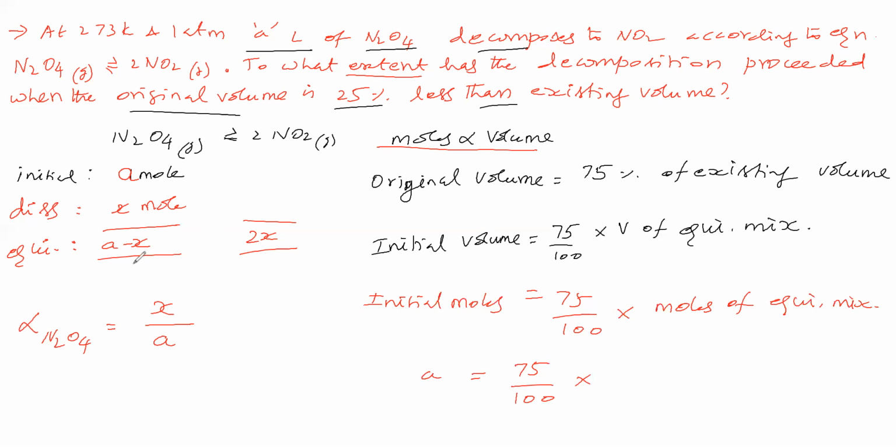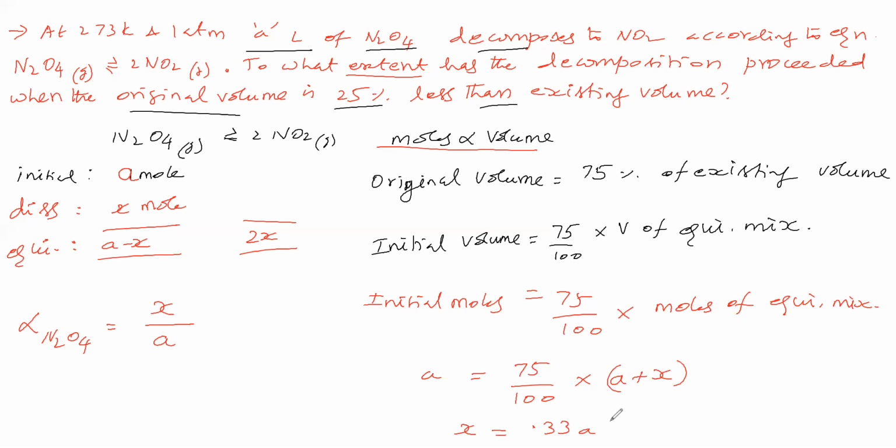Equilibrium mixture moles is how much? N2O4 is A minus X, NO2 is 2X, therefore A plus X. So moles of equilibrium mixture is A plus X. From this we can express X in terms of A. Therefore, we get X equal to 0.33.